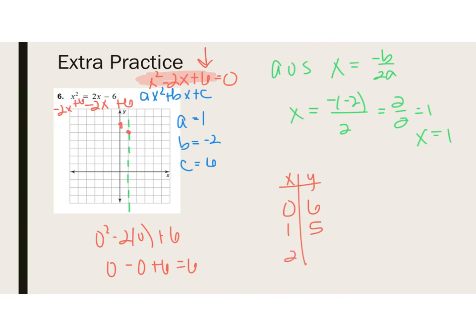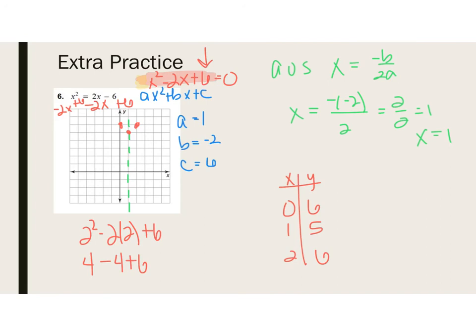Now I'm actually going to go over to 2. And I'm going to plug in 2 here real quick. 2 squared minus 2 times 2 plus 6. So that's 4 minus 4 plus 6. That is 6. Well, which way is my parabola opening? My parabola is opening up. Now, if you remember from the Chapter 8 video, you should have known the parabola was going to open up because your leading coefficient is positive.